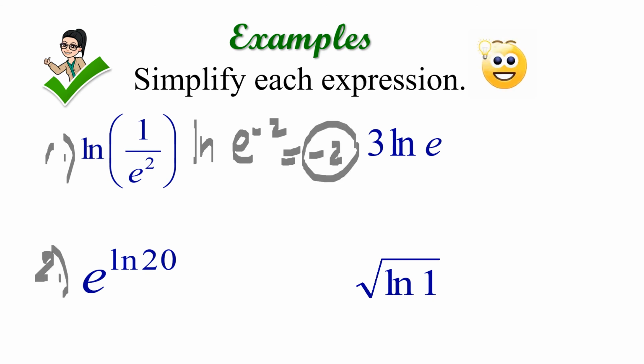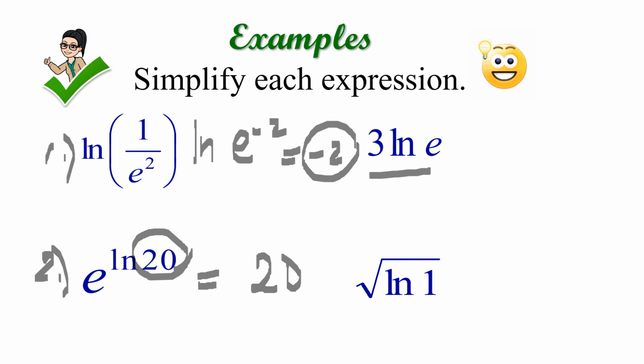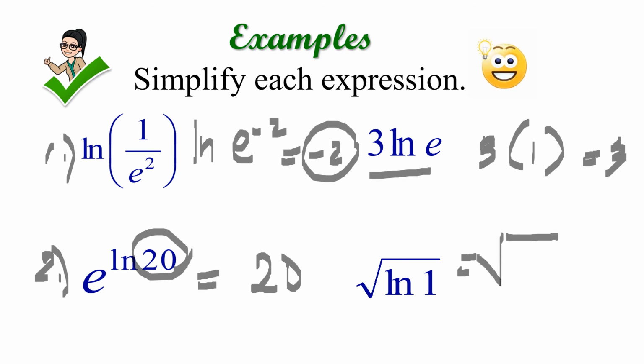Next, number 2, e raised to ln 20 is simply 20. Simply get 20 here when you see e raised to ln. Next, example number 3, 3 ln e is the same as 3 times 1 because ln e is equal to 1. So 3 times 1 is equal to 3. And finally, square root of ln 1, we know ln 1 is 0. So therefore, the answer here is 0. So that's all about the examples under natural logarithm.